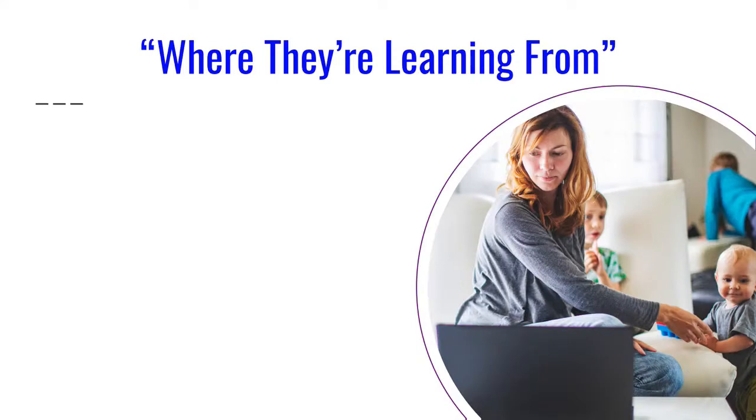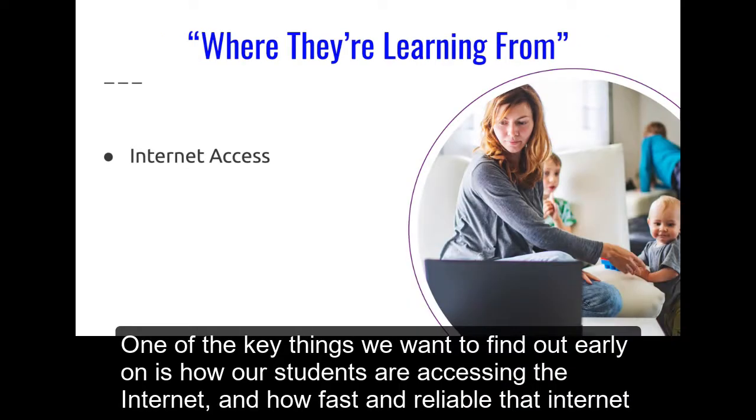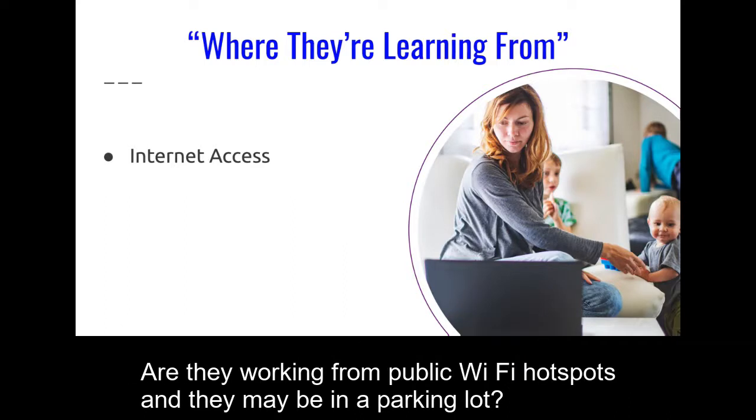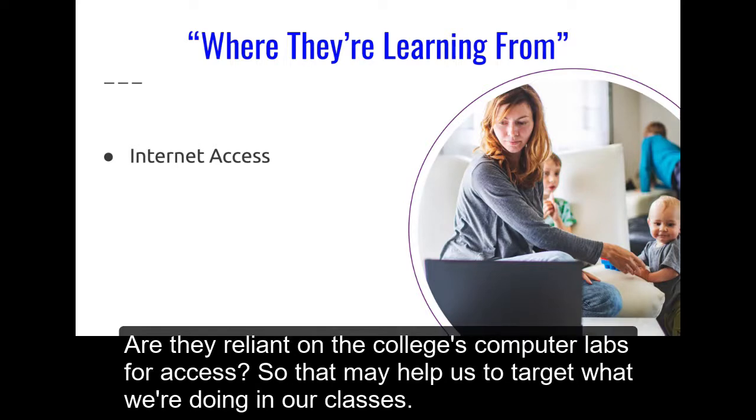So where are students learning from? One of the key things we want to find out early on is how our students are accessing the internet and how fast and reliable that internet access is. So do they have internet in their home? Are they piggybacking on internet from another apartment in their building? Are they working from public Wi-Fi hotspots and they may be in a parking lot? Are they reliant on the college's computer labs for access? So that may help us to target what we're doing in our classes.